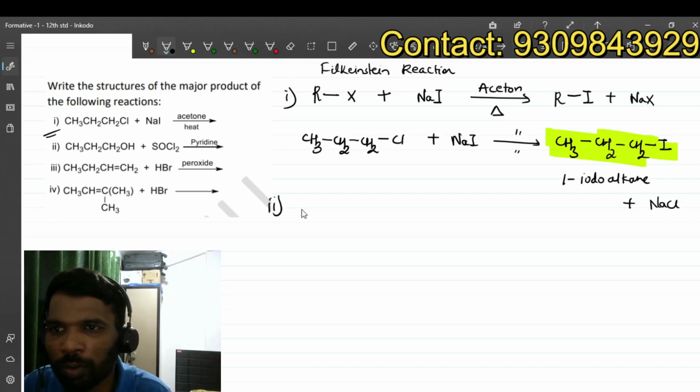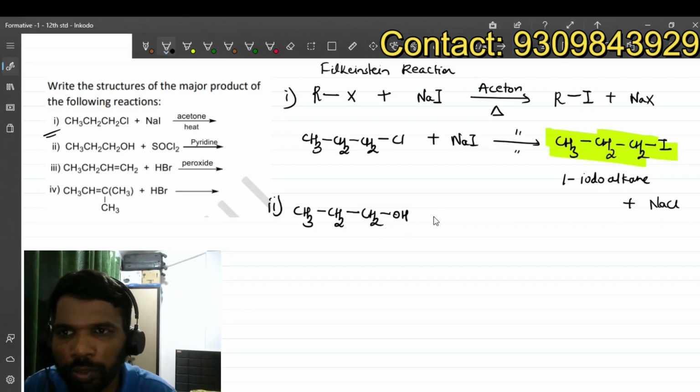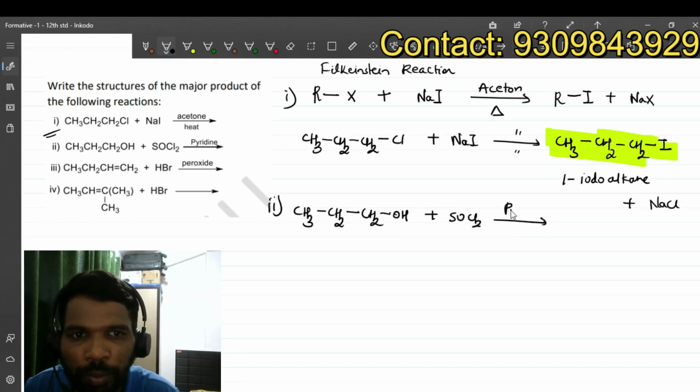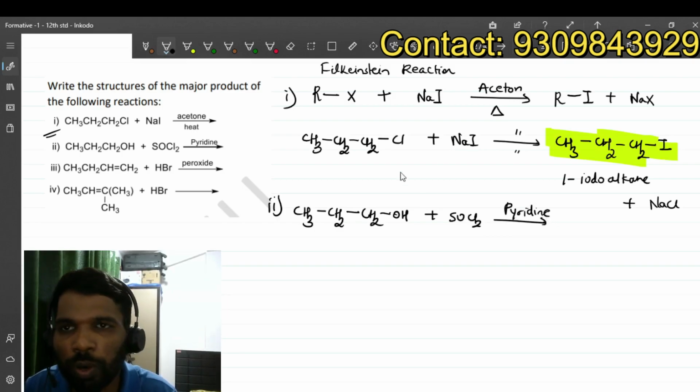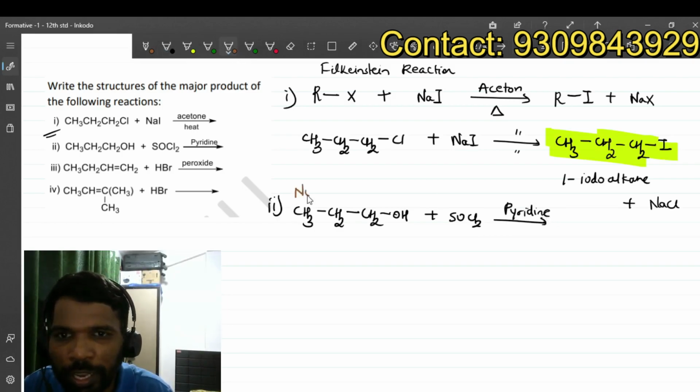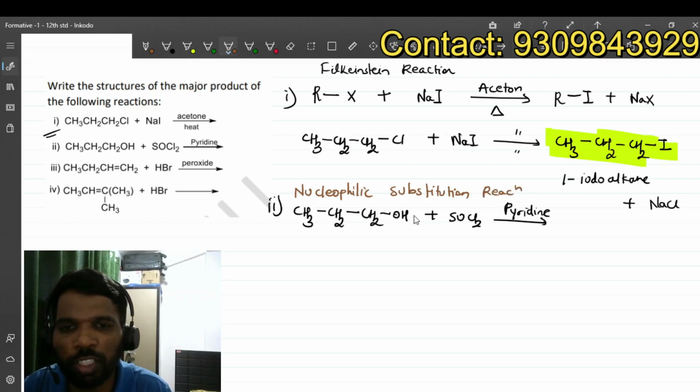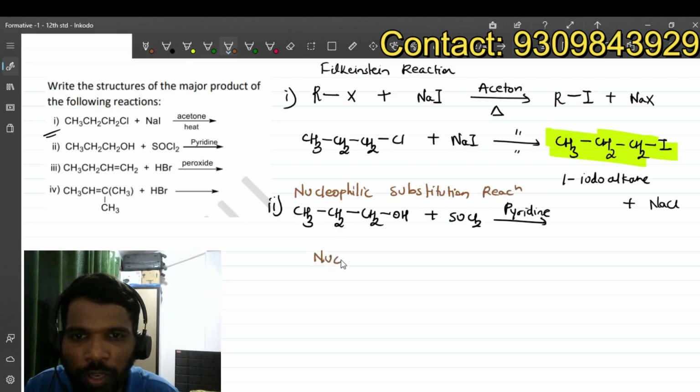So the second question I'll write over here. This is CH3, CH2, CH2, OH plus SOCl2 in the presence of pyridine. Pyridine is a solvent. What is the name of this reaction? The name of this reaction is nucleophilic substitution reaction. Now, nucleophilic substitution means we have to know what is a nucleophile. Nucleophile over here is Cl minus.